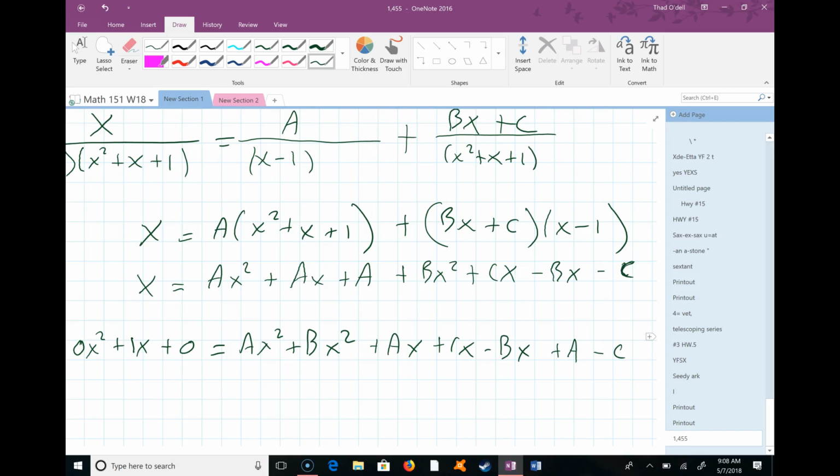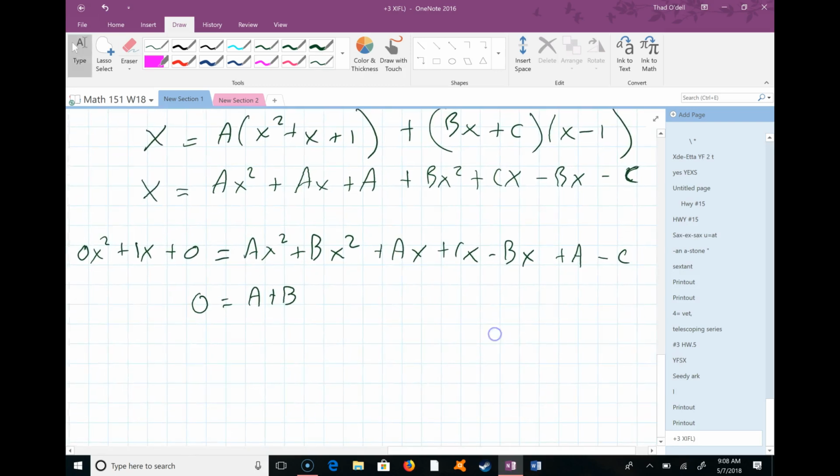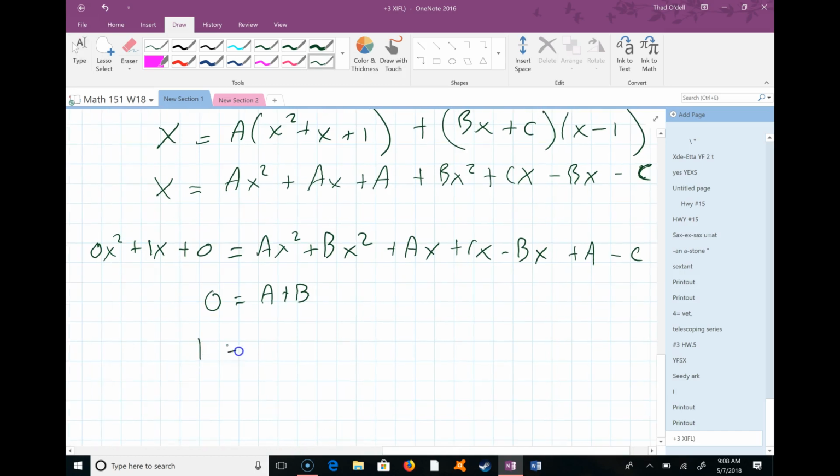Okay, so now can you write some equations from this? I know that 0 has to be a plus b, doesn't it? Which tells me they have to be opposite each other, right? I also know that 1 has to be equal to a plus c minus b. Yeah? And finally, I also know that 0 has to be equal to a minus c.